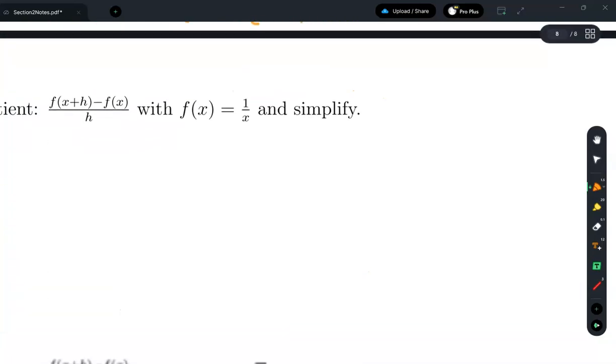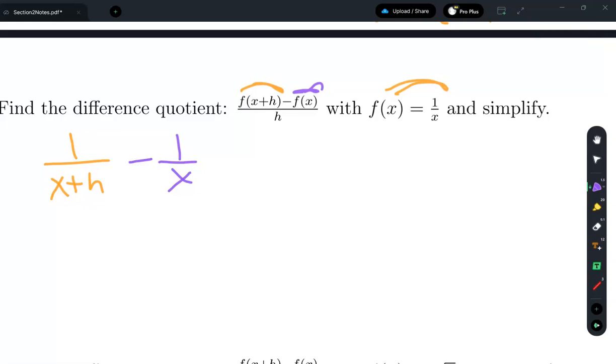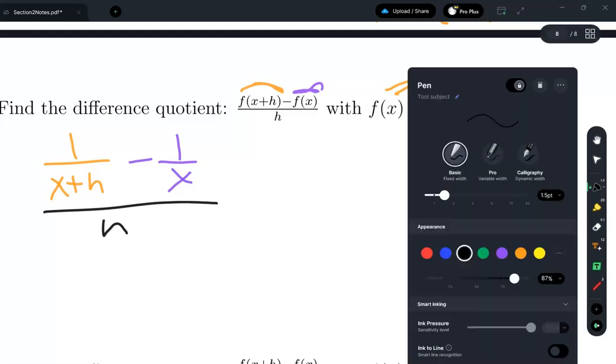Let's play some more with the difference quotient. So now let's remind ourselves that that's the function, and I'm going to put in x plus h. That would give me 1 over x plus h. Then, if I'm going to just use the function, that's just 1 over x. And then I keep it all over the h. Hey, wait a minute. We've just been practicing this, haven't we?